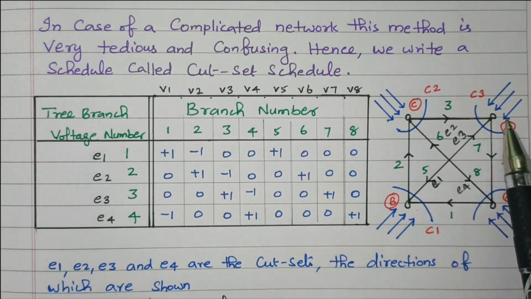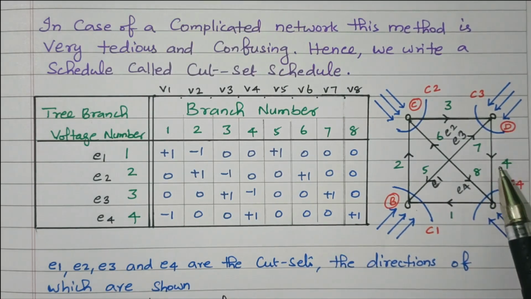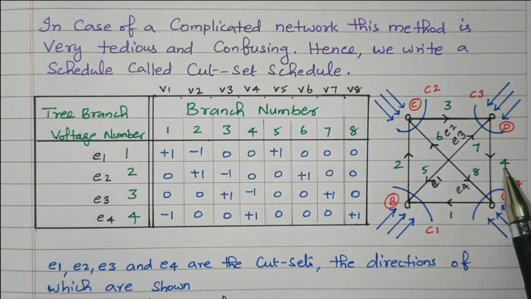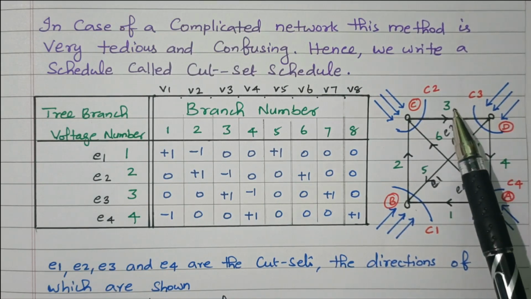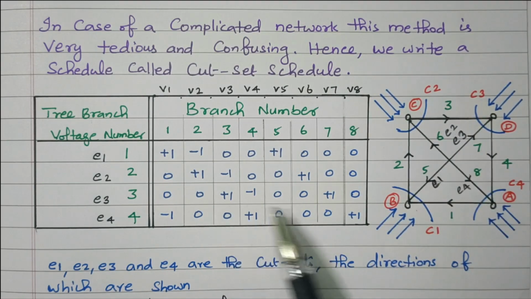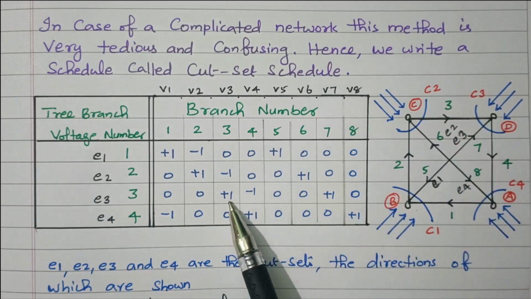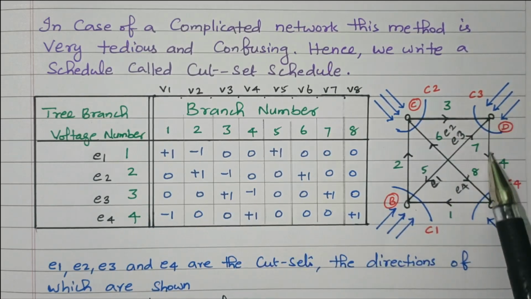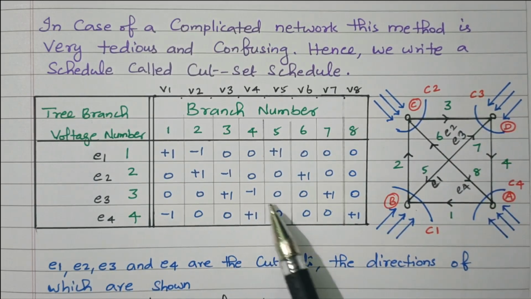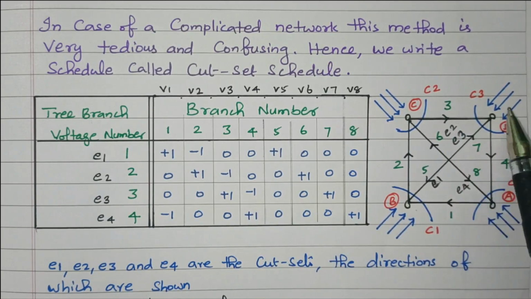Then we will go to C3. What are the branches connected? Branches 4, 7 and 3. Other branches are 0. First we will see branch 3. Both are in the opposite direction, plus 1. Branch 4 is the same direction, minus 1. Branch 7 is also opposite direction, both are opposite, plus 1.